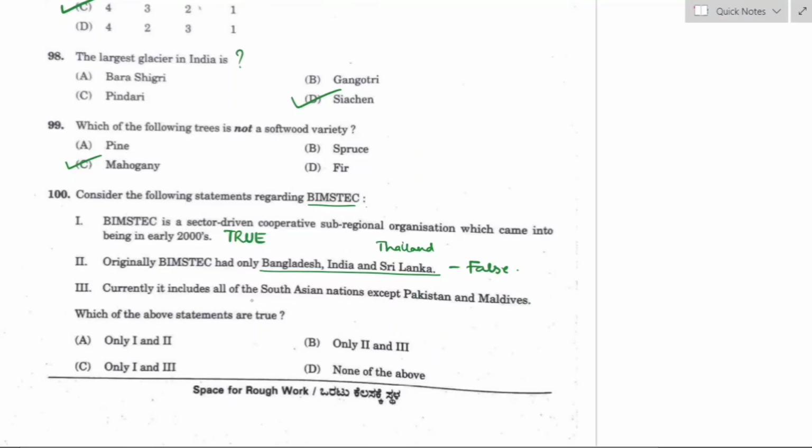Statement 3. Currently it includes all of the South Asian nations except Pakistan and Maldives. This statement is also true statement. So among these options, the correct statement is statement 1 and 2. Only option A is the right answer.